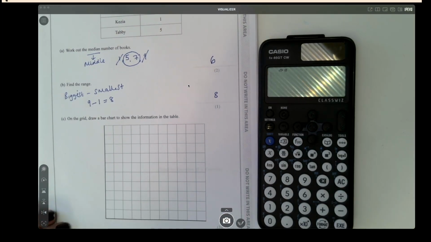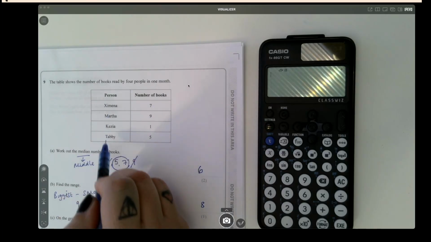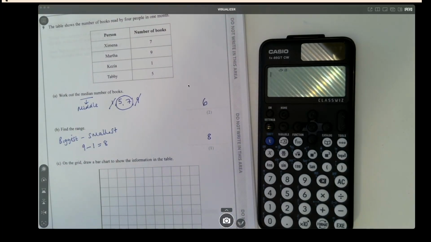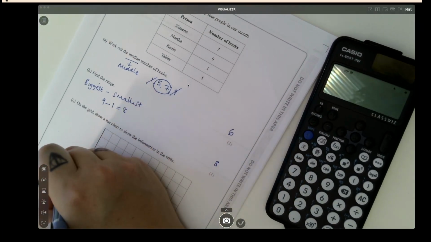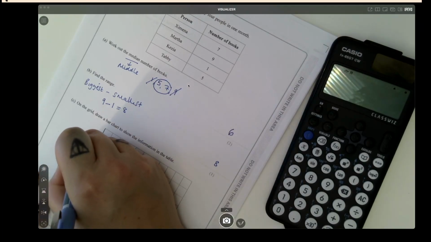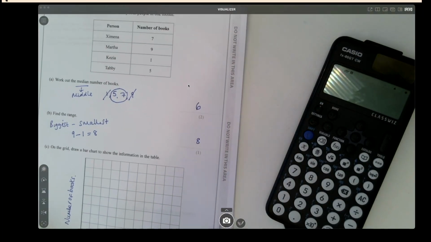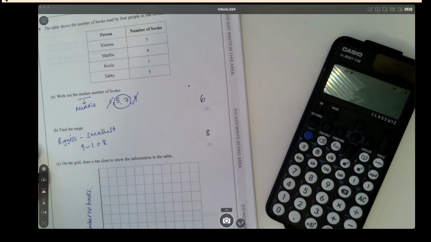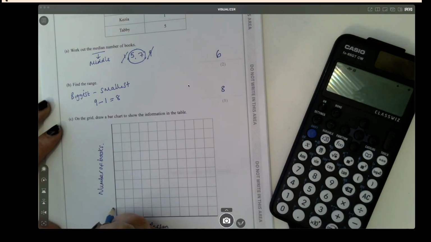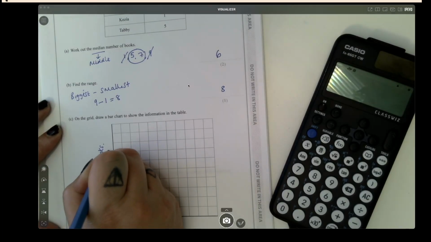Part C. On the grid, draw a bar chart to show the information in the table. So we're going to have our people along the bottom. So this is going to be the person, and then along this axis we're going to have the number of books. Now we need to figure out a scale for this. So our biggest number is 9. We have 1, 2, 3, 4, 5, 6, 7, 8, 9, 10 squares. So each square could be equal to 1. And I would recommend using a pencil in case you need to rub out because you make a mistake.